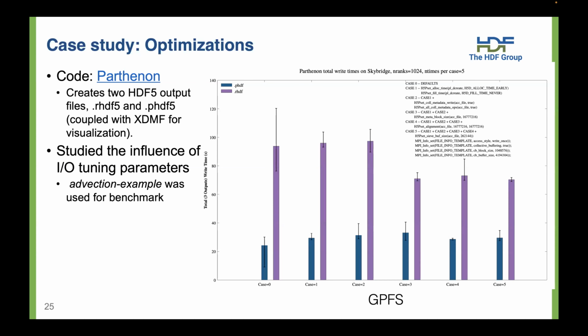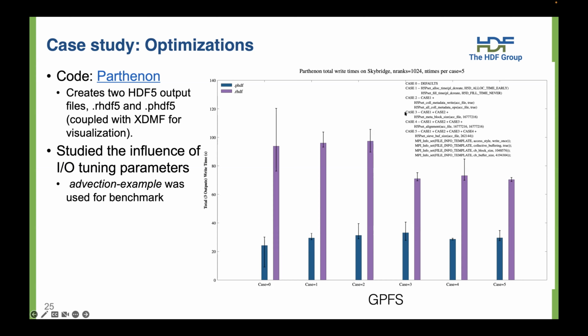Another case that we've looked at in the past is when we worked with the Parthenon application team. What they do is create two HDF5 files, HDF and PHDF5, and then they couple that with XDMF for visualization. So what we did was study the influence of the IO tuning parameters that they were using. And for this, we just used an example that they have as a benchmark.